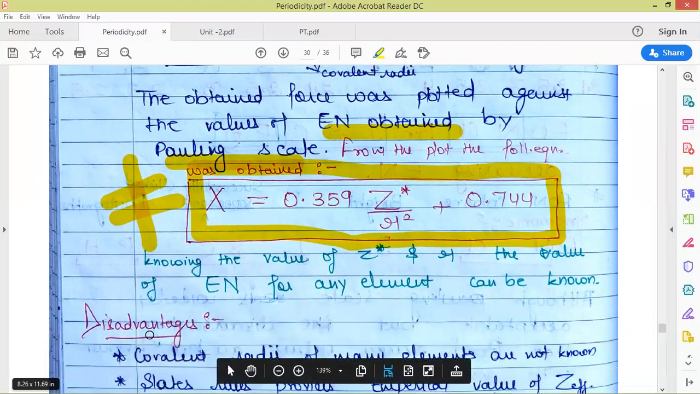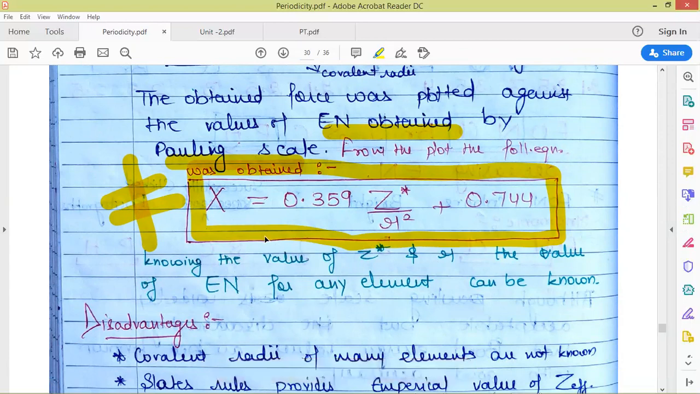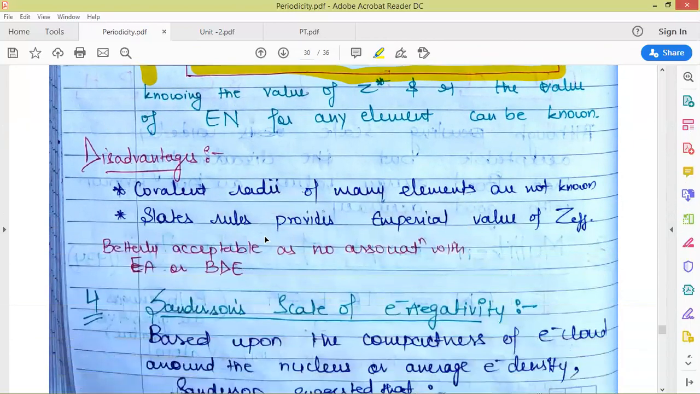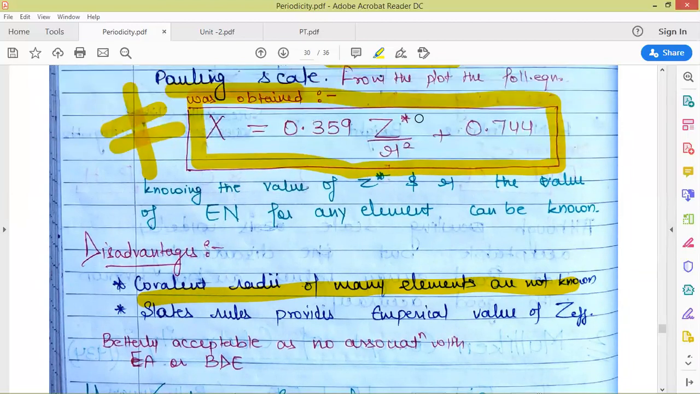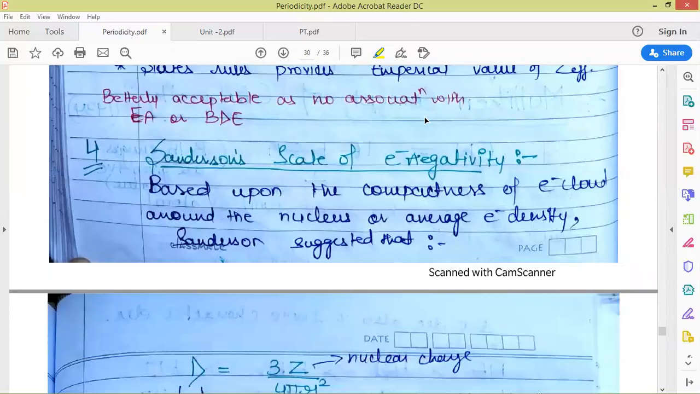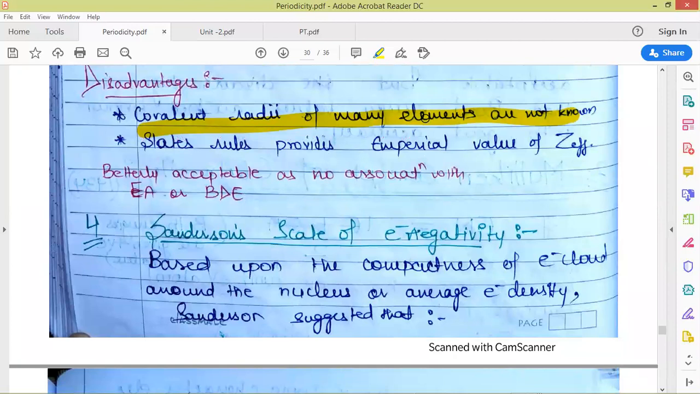The basis of this calculation was the Pauling scale. Knowing the values of Z star and r, the values of electronegativity were calculated for any unknown element. This method also had some disadvantages, that the covalent radii of many elements were not known, or we can say are not known till now. Also, Slater's rule provides only the empirical value of Z effective. We know just the empirical value of Z effective, so this can be misleading.